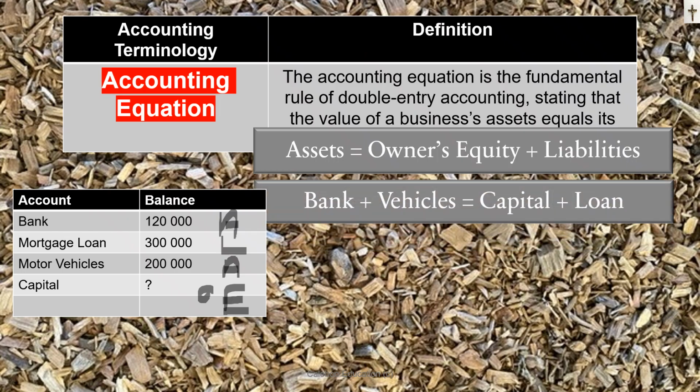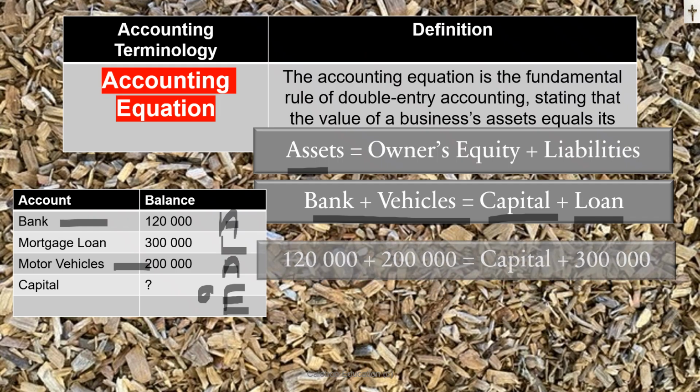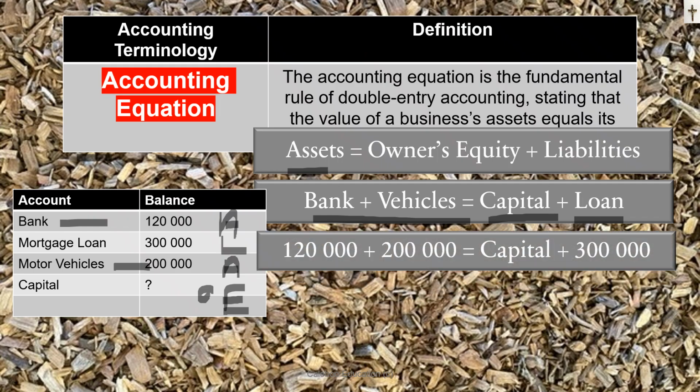So I put the assets in, bank and vehicles. Capital we don't know, and loan we do know. So I've substituted the accounts into the equation. Then I substitute in the amounts. We've got bank 120,000 and vehicles 200,000. Capital is the unknown. You could have used X to represent capital, and the loan is 300,000.